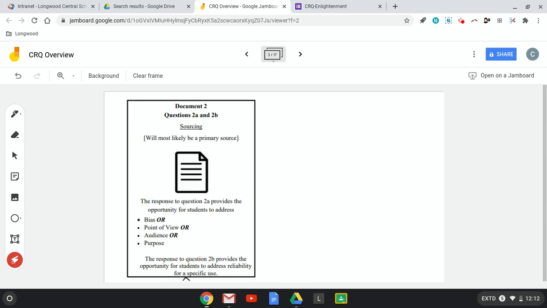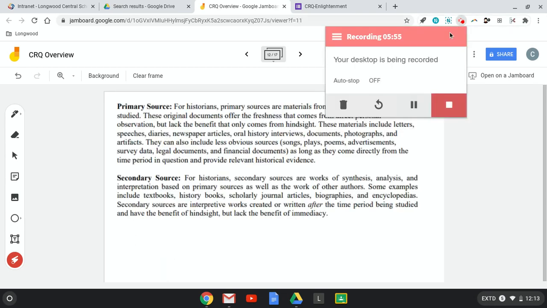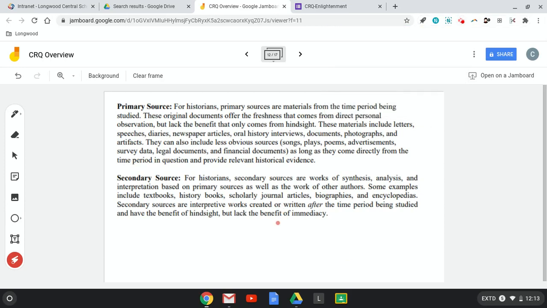They're going to ask you about bias, point of view, audience, or purpose. So we're going to go through each of those quickly so you have an understanding of what each of them mean in the context of the CRQ. When analyzing the second document, where we're looking at bias, point of view, audience, or purpose, it's important that we identify what kind of document we're looking at, right? Is it a primary source or is it a secondary source?